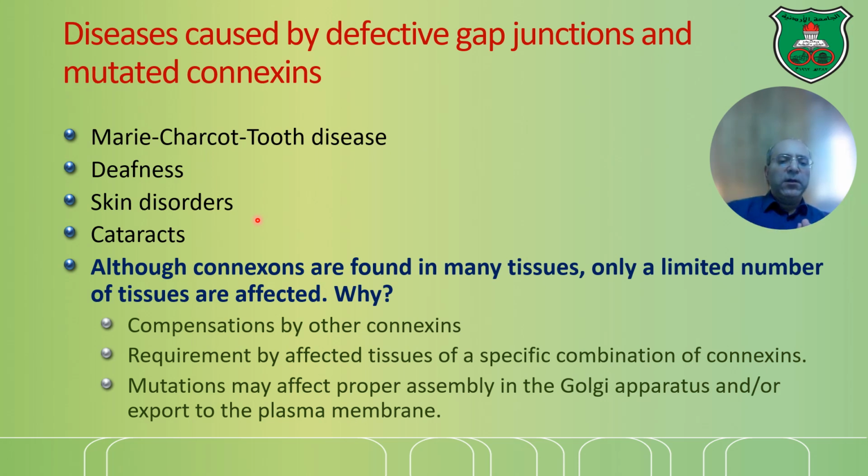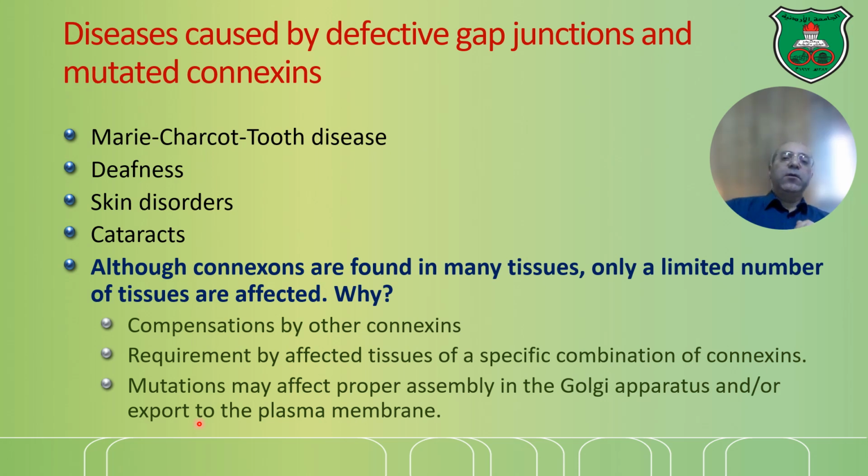relatively abnormally large number of children being deaf. So it is hereditary, and it turns out that they carry mutations in the connexins. But there's something a bit puzzling, you know. Although connexons are found in many tissues, only a limited number of tissues are affected. And this is puzzling. Well, why is it that you have different tissues that express the same connexin, yet one of them is affected but the other is not?